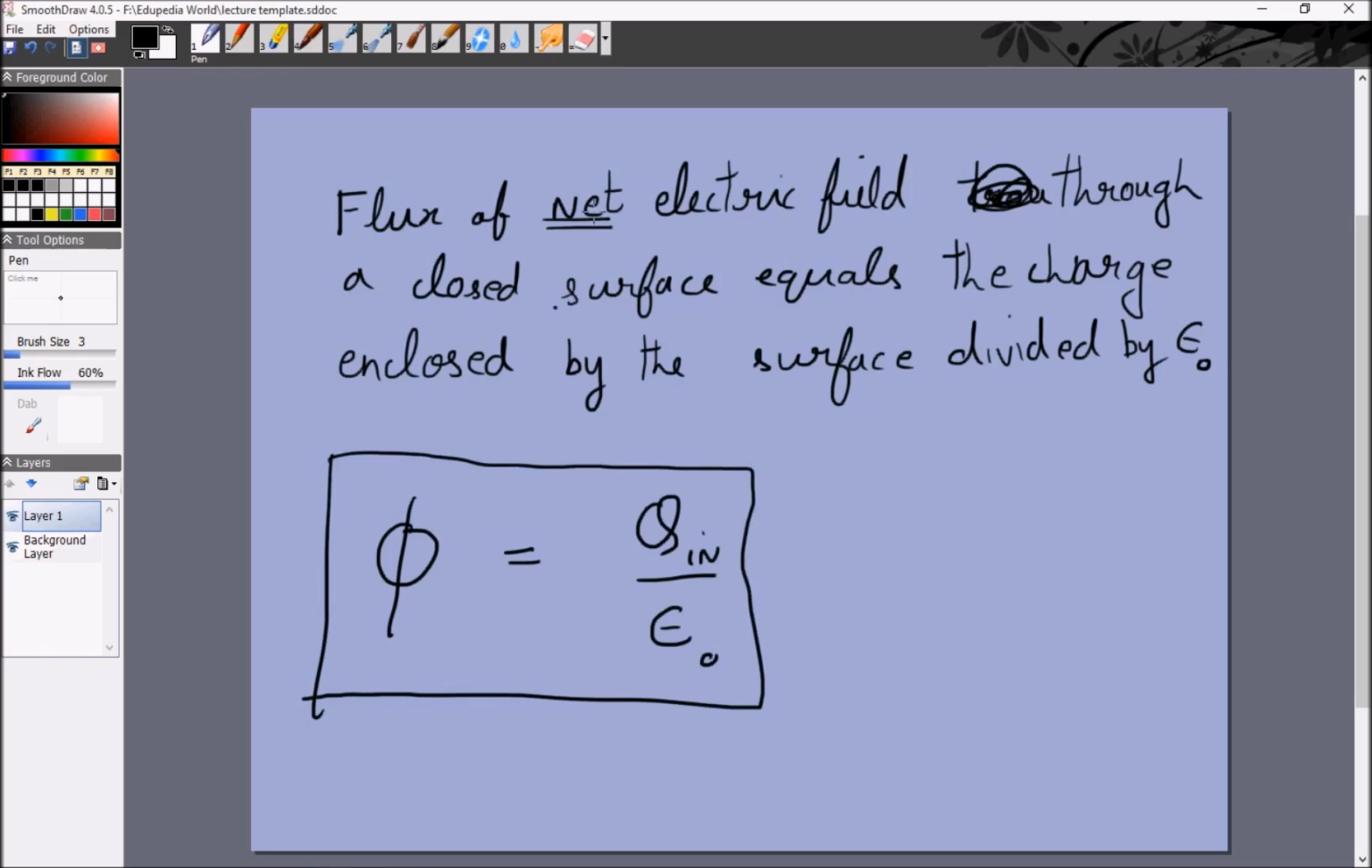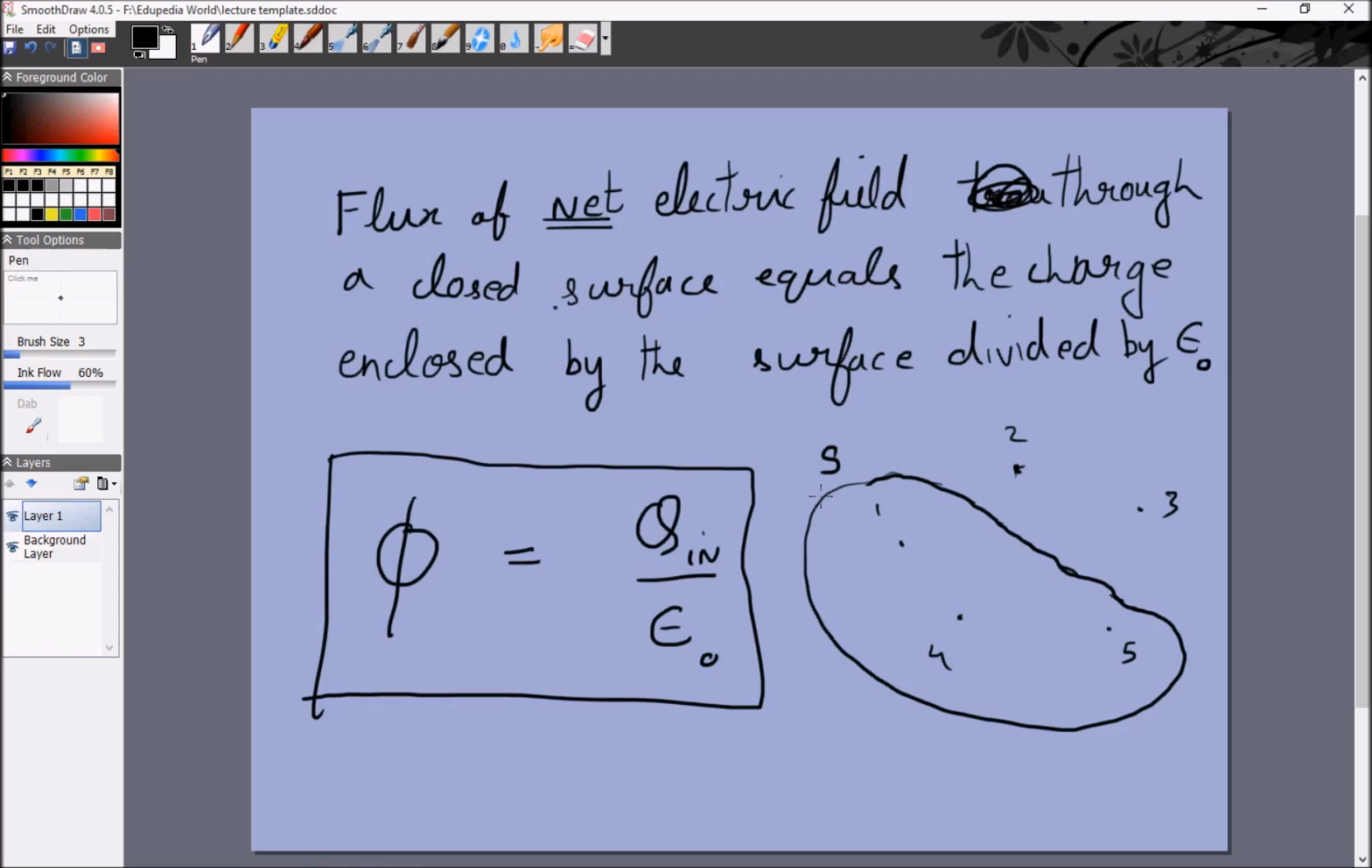One of the important terms here is the net electric field. And what does that mean? So let's say we have 5 charges, 1, 2, 3, 4 and 5. And we are considering this particular closed surface. It's a 3-dimensional closed surface. So the Gauss law says that the flux of net electric field through this surface, let's call this surface S, is equal to the charge enclosed by the surface divided by epsilon naught. So the net electric field means the electric field due to all the charges.